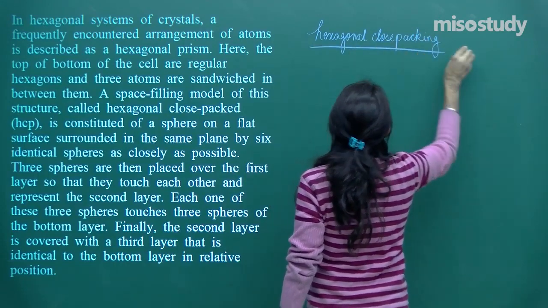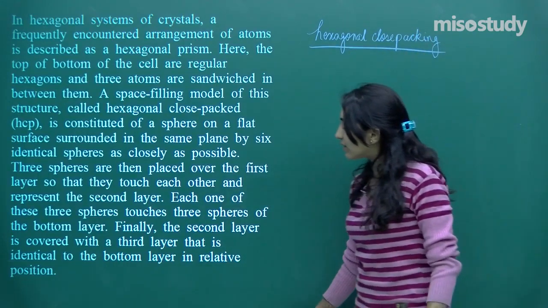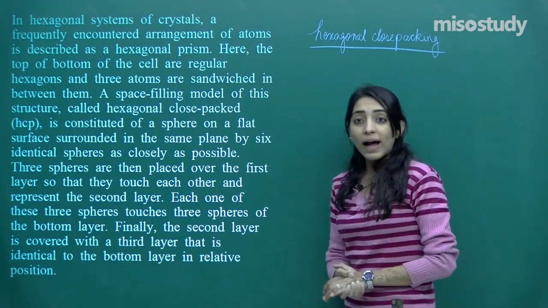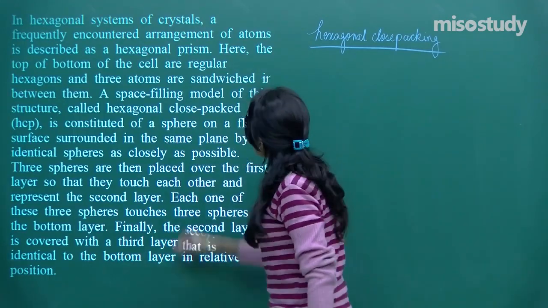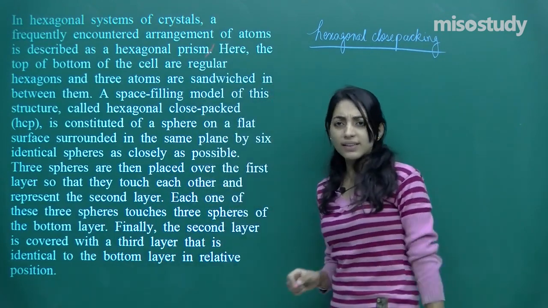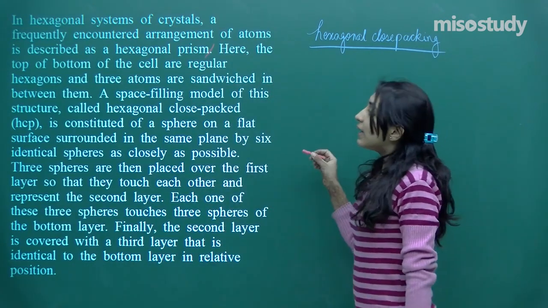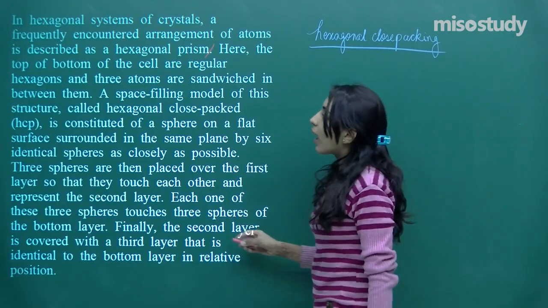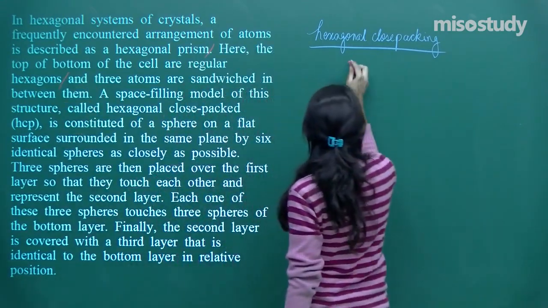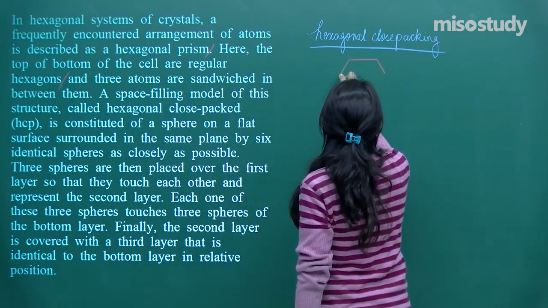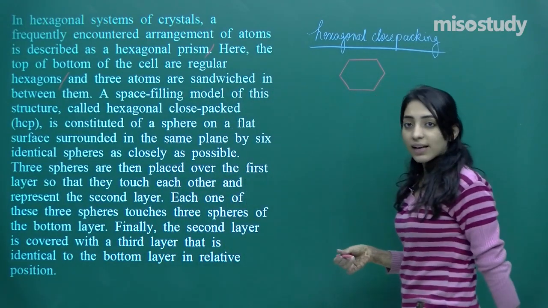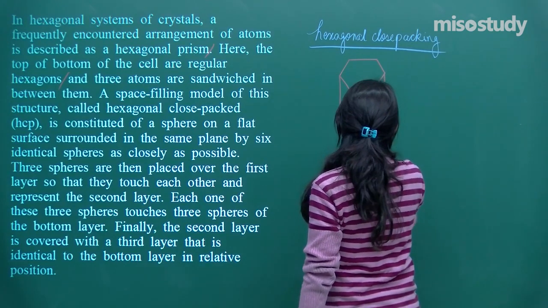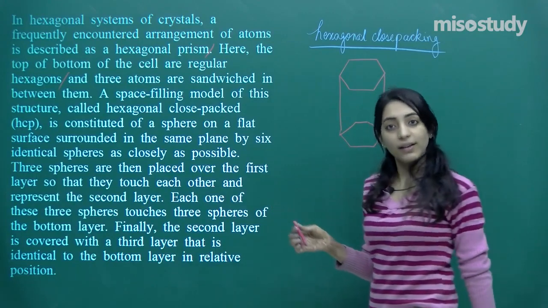So he says that in hexagonal systems of crystal, a frequently encountered arrangement of atoms is described as a hexagonal prism. That's it, nothing important. Here, the top and bottom of the cell are regular hexagons. So he's saying at the top of the cell it's a regular hexagon, and at the bottom of the cell also there is a regular hexagon.